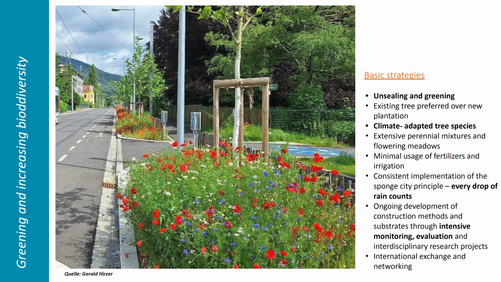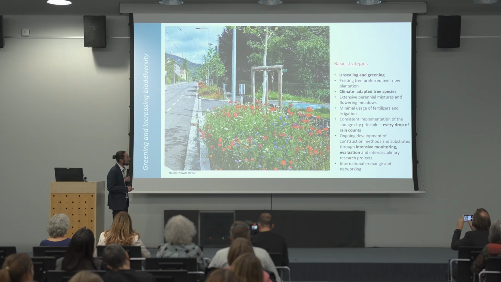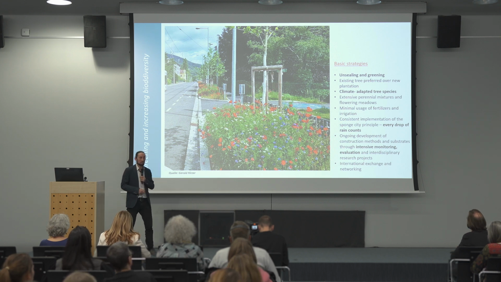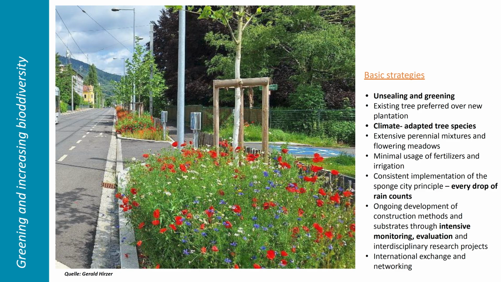So, more in detail, our basic strategies, for sure, are unsealing and greening where it's possible. We heard it in the morning also: we prefer the existing tree, the big tree which is there. It's always the first, not the new plantation. Only when this tree is nearly dead do we make a new plantation. I will show you some examples. For new plantations we always use climate-adapted tree species. I have some examples. Then there are perennial, extensive mixtures and flowering meadows.